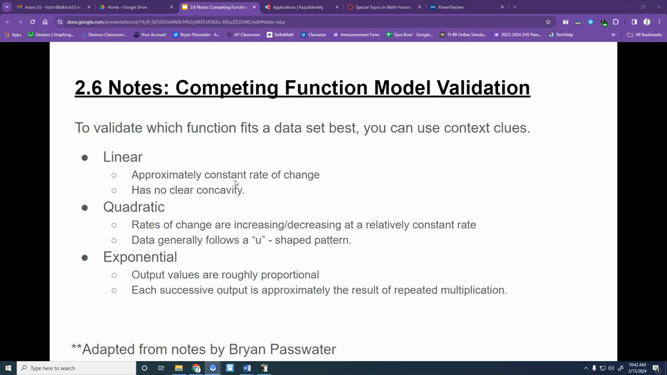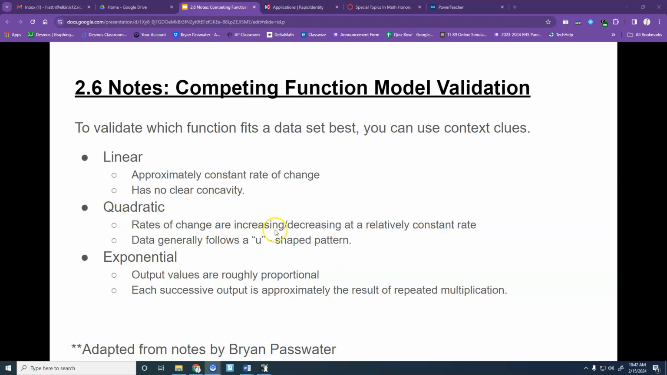One example that was on one of your tests was the number of people in an elevator and the weight of that elevator car, right? Each person you add is going to add a weight to that elevator. Not every person's going to weigh the same, but it's going to be approximately linear, right? There needs to be no clear concavity for this, so it shouldn't be clearly concave up or concave down.